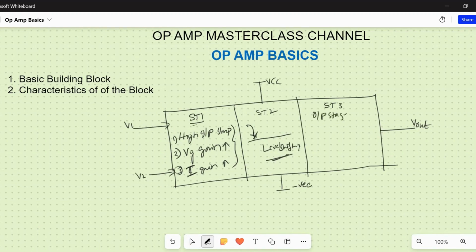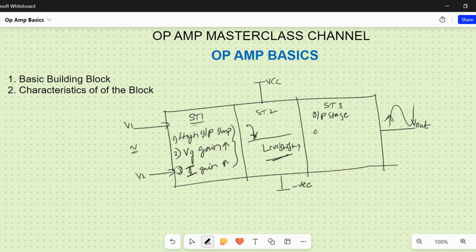Stage three is called the output stage, and this is required to drive a very good output swing. Obviously, we have a very small input difference, so I need a very big output. So the swing must be very good at the final stage. If you want the swing to be dynamic, definitely you need to provide very good current to have the good swing.